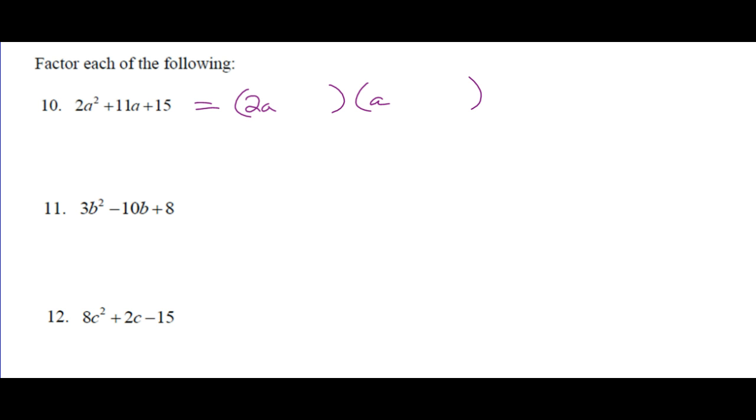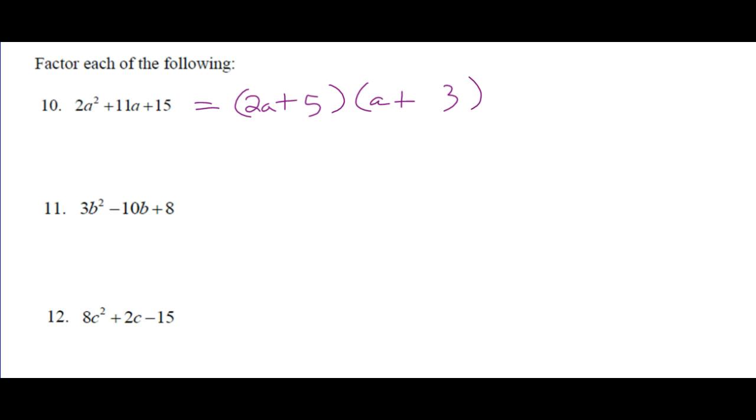Therefore, 2 is 2 times 1. Now, I need two numbers that multiply. I know everything's a plus, so I can't have a minus sitting there. I need two numbers that multiply to 15. Likely 3 and 5, possibly 1 and 15, but doubtful. So 3 and 5, and they have to give me this 11. If I put a 3 there, I'm going to get a 6a, and if I put a 5 there, I'm going to get a 5a. And 6a plus 5a is 11a. That's the factored form, and that's called guess and check.